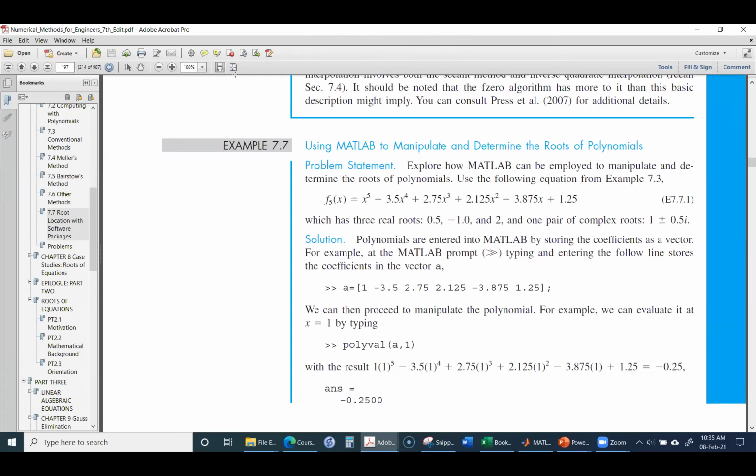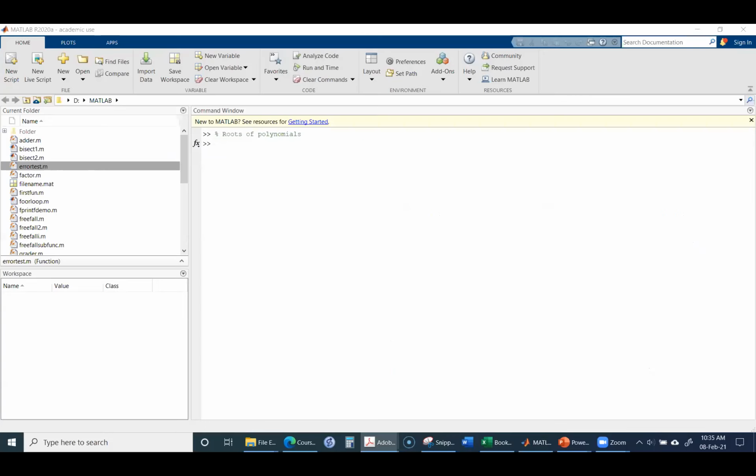Okay. Because it will take time to type this equation in the command window for MATLAB, I have just shown it to you like this. This polynomial equation we can solve by the fzero command as well.